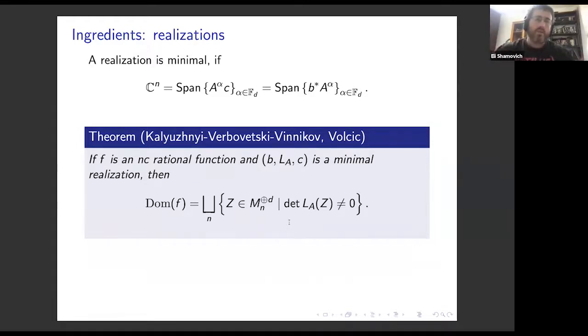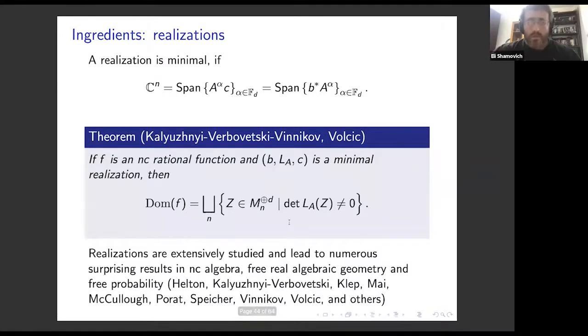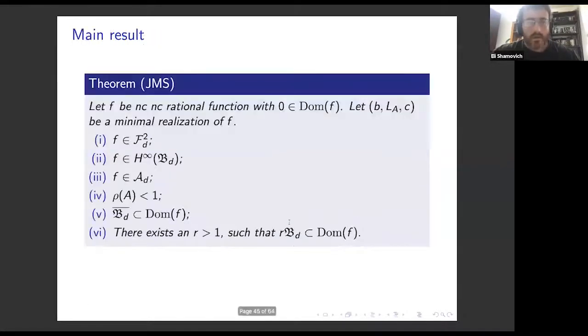Now, a non-commutative rational function, you can imagine slightly more complicated than the classical one, but it's precisely what you think. You take some expressions in polynomials, then put some inverses in, and as long as this is defined at some matrix point, you're fine. That's a valid rational function. So realizations are a very important tool, and as we saw this morning in Serban's talk, they appear in free probability and other places like free real algebraic geometry and non-commutative algebra.